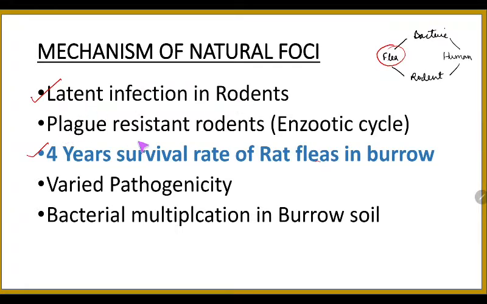Next is plague persistent resistant rodents. Some rodents will be more resistant. They develop immunity, and that will be in the enzootic cycle, as we have seen earlier. Varied pathogenicity of Yersinia pestis. We know there will be mutation in the bacteria and so on. And then bacterial multiplication in burrow soil, which we've already said. Now 25 degrees Celsius and 60 percent relative humidity are the important factors which make the bacteria multiply in the burrow soil, adding another cause for natural foci.